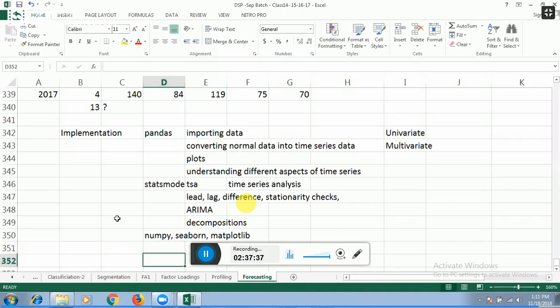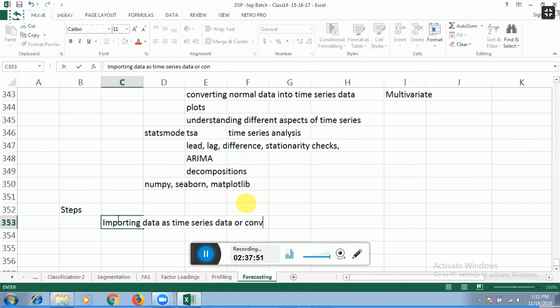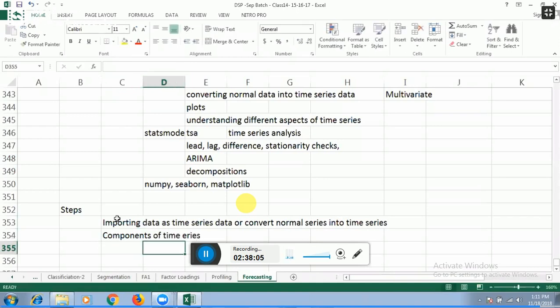The steps are very simple. Of course, first what you need to do is import the data as time series data, or convert a normal series into time series. This is the first thing. And look at the components of time series. That means, does the data have a trend, does the data have seasonality? You need to understand those components. And then, is the series stationary or not?